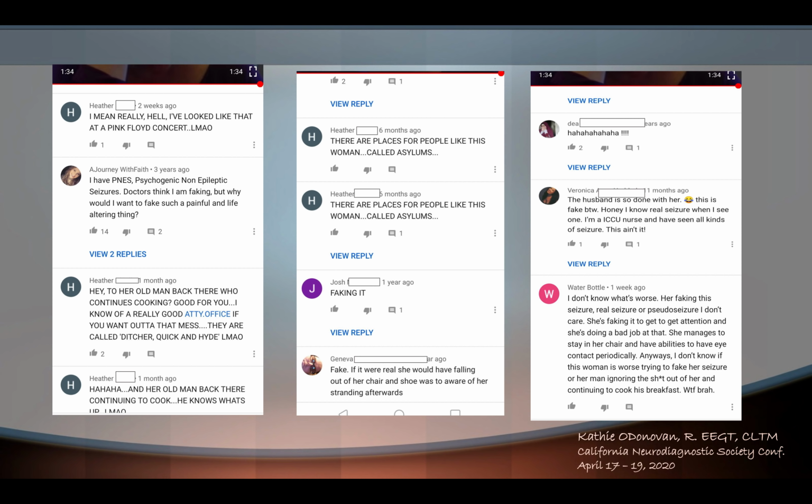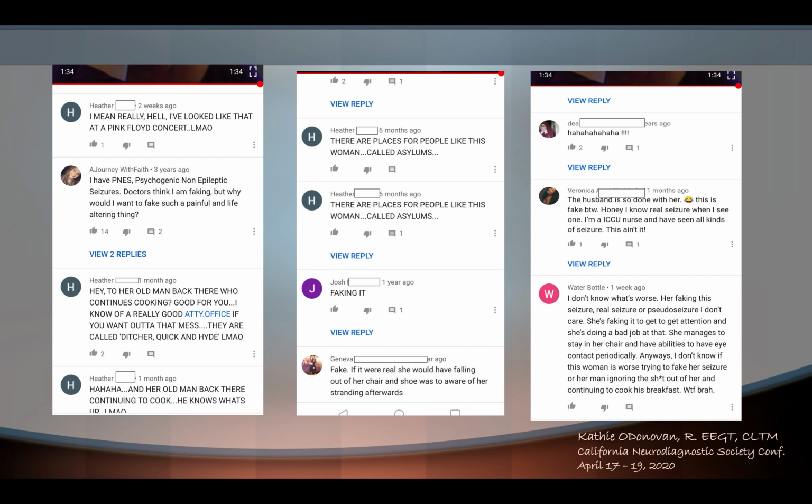So another one says, hey, to her old man back there who continues cooking, good for you. And I know of a really good attorney's office if you want to get out of that mess. I mean, think about that. Here's one, ha ha ha, and her old man back there continuing to cook. He knows what's up. Laughing. There are places for people like this woman called asylums. I mean, that's what you're reading.